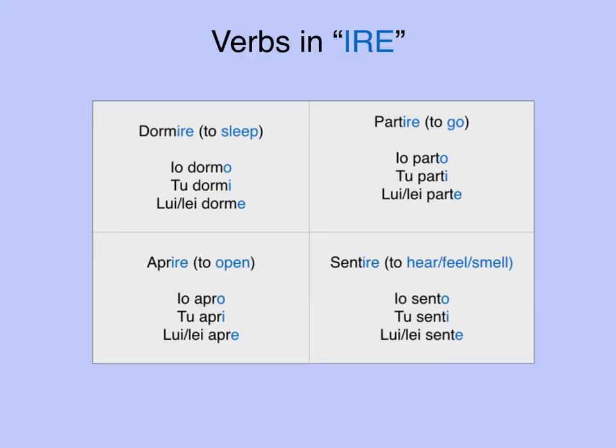And now some verbs in ire. Dormire, io dormo, tu dormi, lui, lei dorme. Partire, io parto, tu parti, lui, lei parte. Aprire, io apro, tu apri, lui, lei apre. Sentire, io sento, tu senti, lui, lei sente.